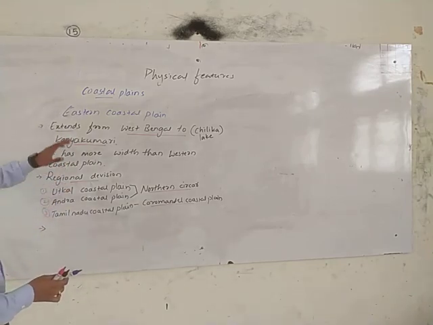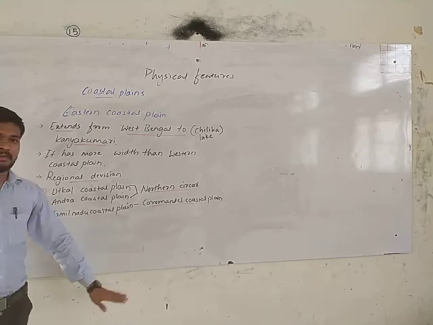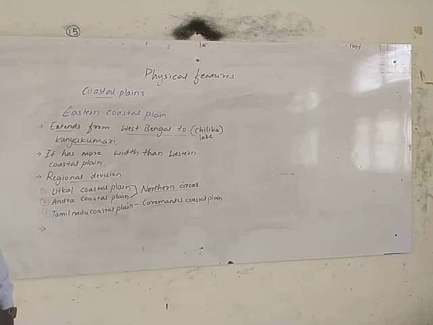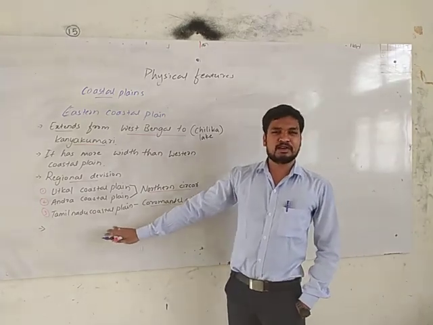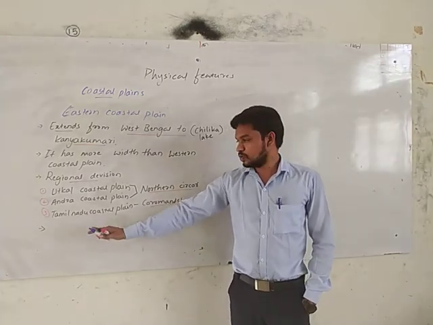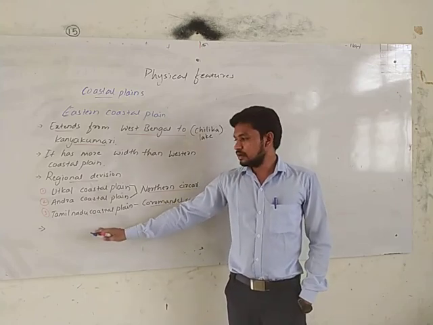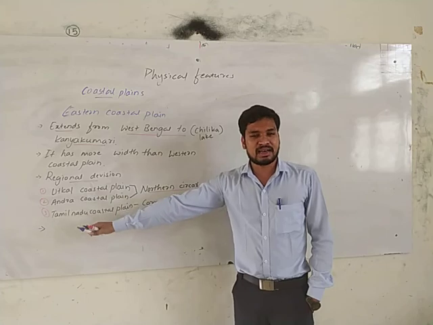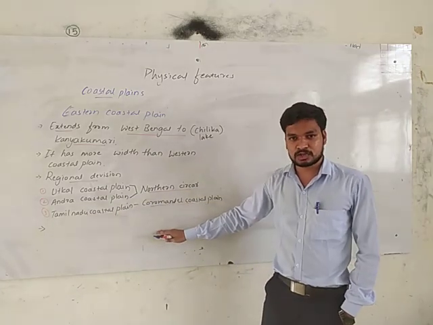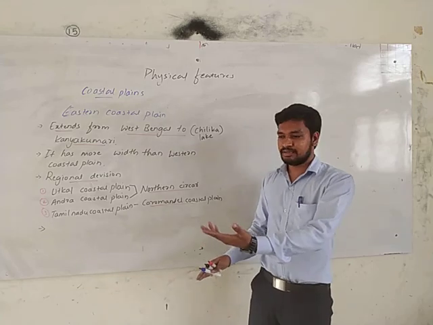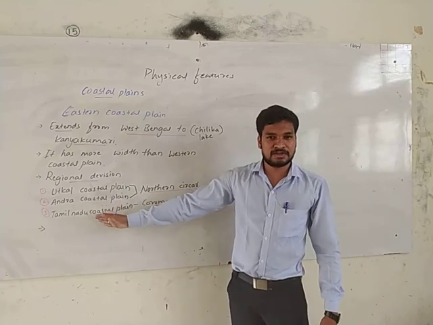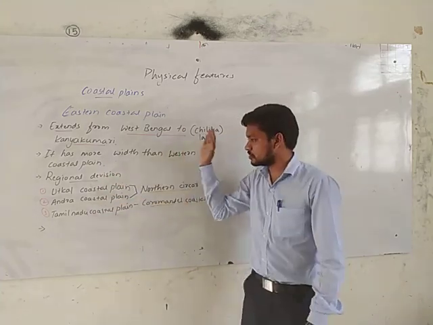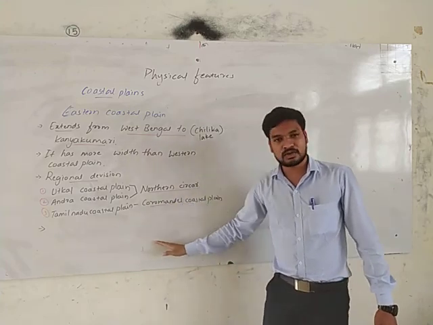Yes, so that's about the eastern coastal plain. The eastern coastal plain supports people growing rice. The crops grown here are rice, maize, and some barley and wheat. In the western coastal plain, they mainly grow plantation crops: coconut, tea, and coffee. But in the eastern coastal plain, rice, wheat, and barley are grown.